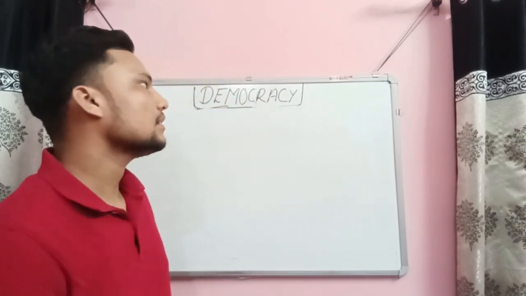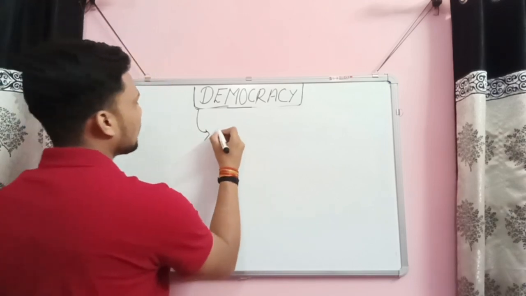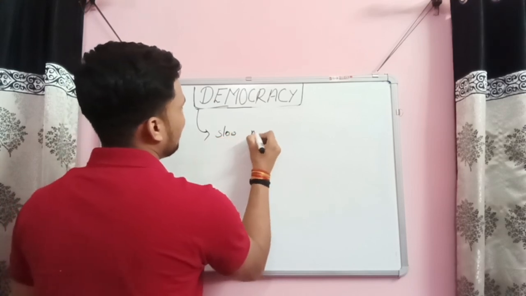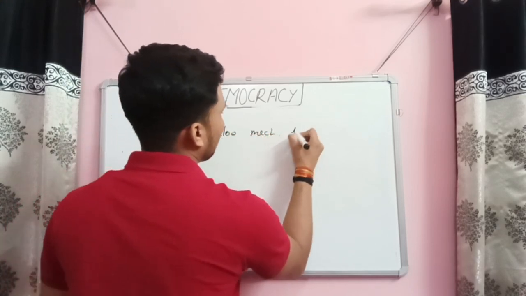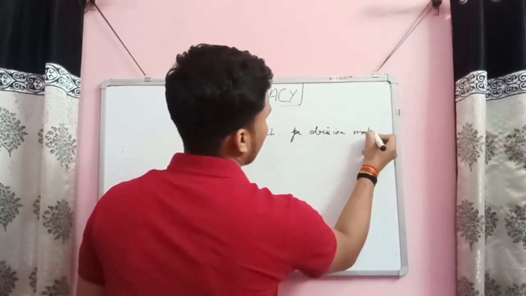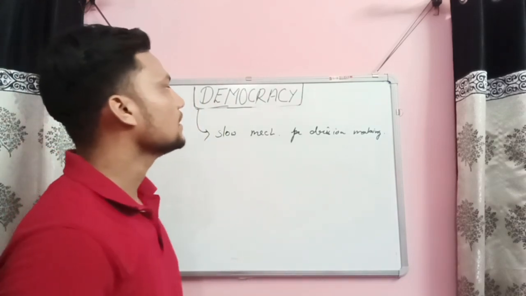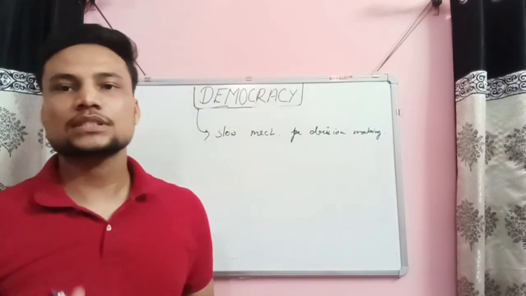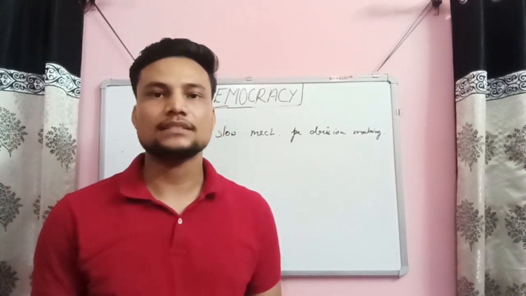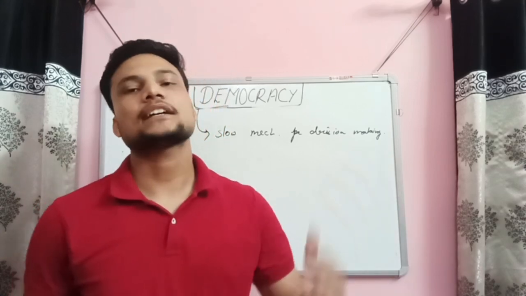If I have to tell in one or two lines, democracy has a slow mechanism for decision making. Slow mechanism for decision making here means that there is a process, and that process needs to be followed. Means if any executive or legislative action has to take place, it needs to follow a process, which is continuously checked by the parliament.